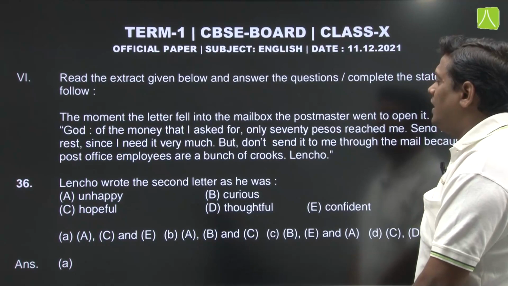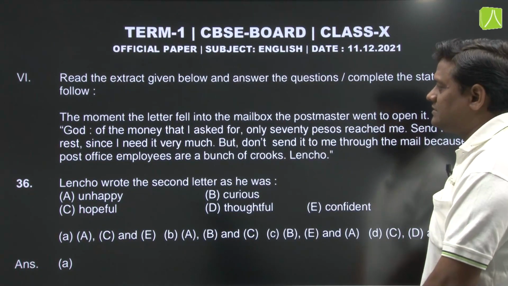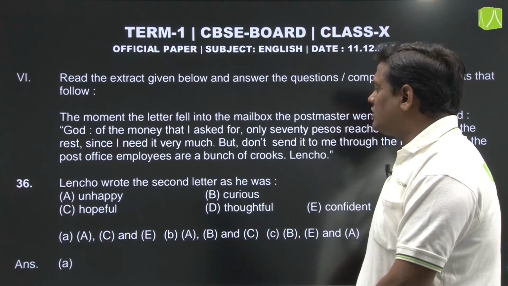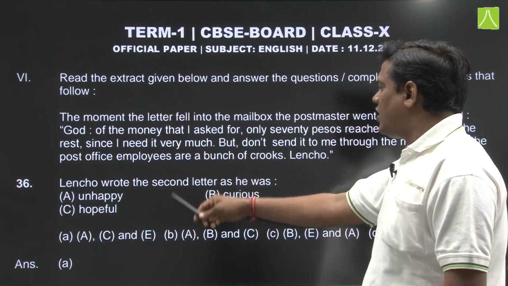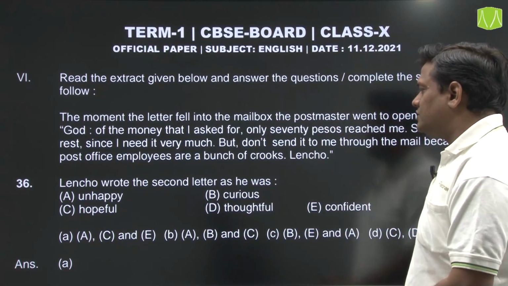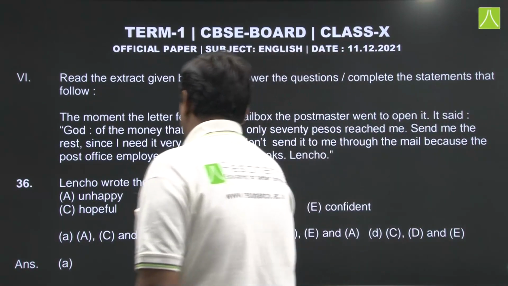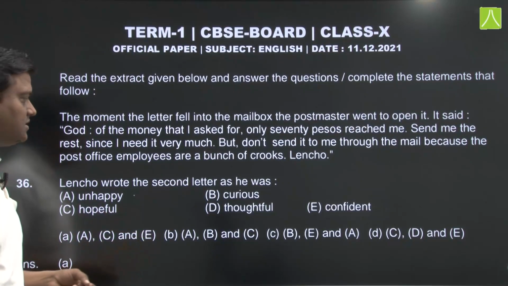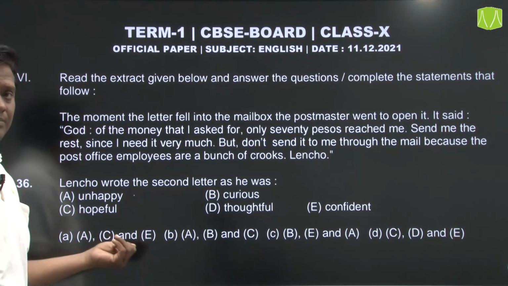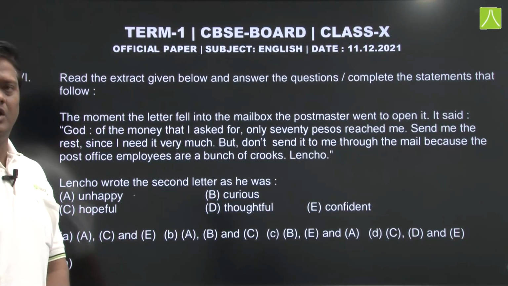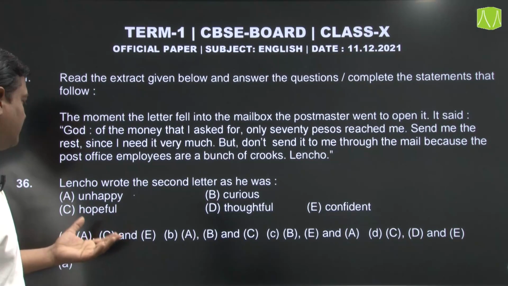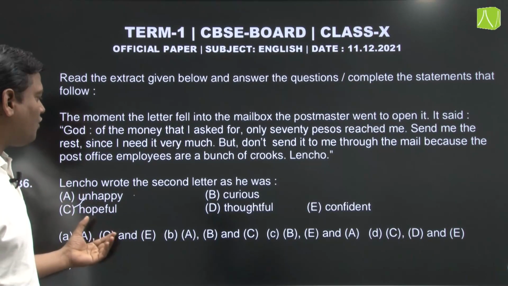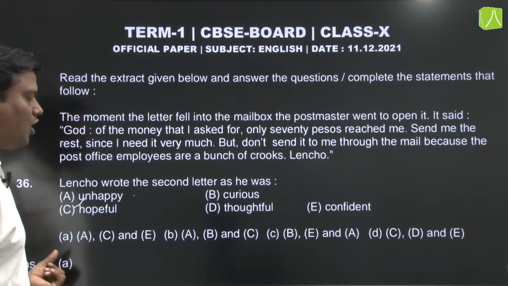Now we have another extract. This is from A Letter to God. After reading this, we are going to solve the questions. Lencho wrote the second letter as he was unhappy, curious, hopeful, thoughtful and confident. Which option is correct? After reading this, we come to know that he was unhappy because he found only 70 pesos as help from God. He was hopeful that God will help him again, and he was confident also that God will surely listen to him. So unhappy, hopeful and confident are the answers. A, C and E. Option A is correct.